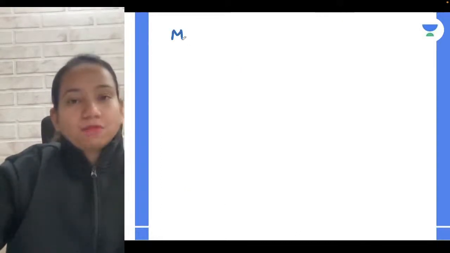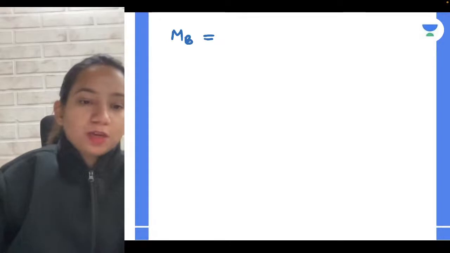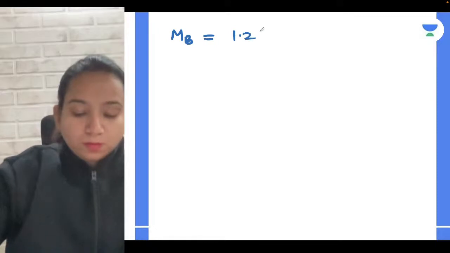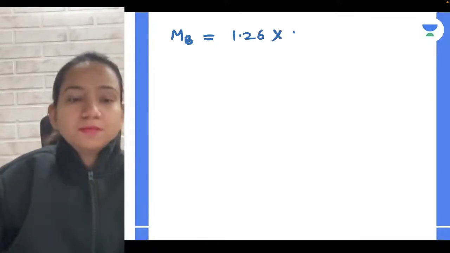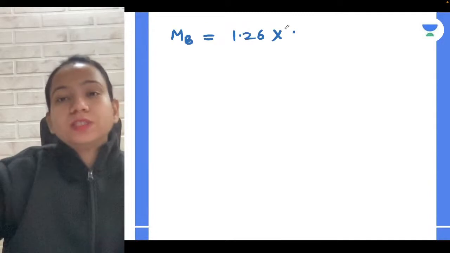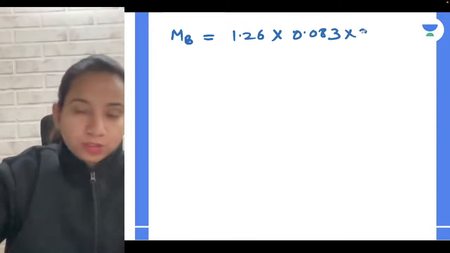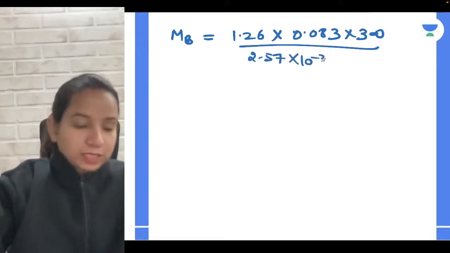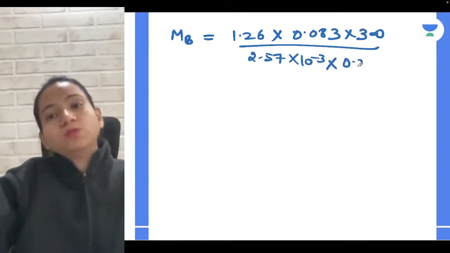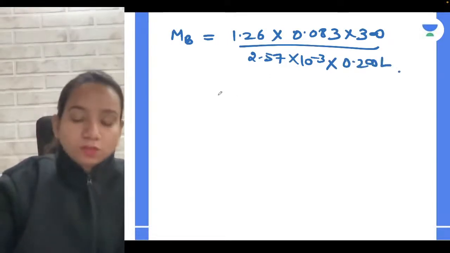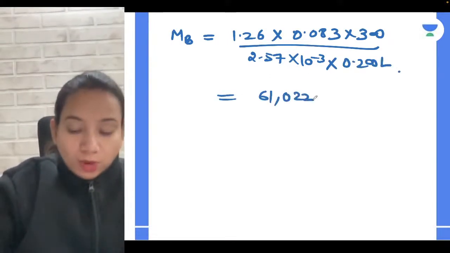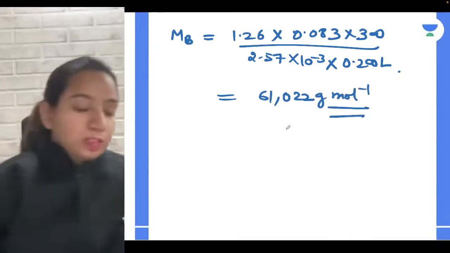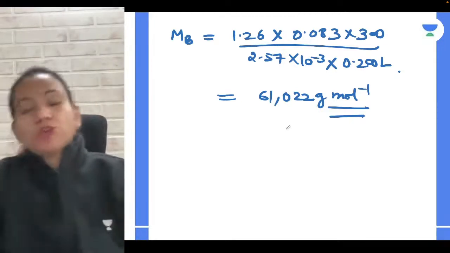Correct. So what will be the MB? MB will be WB, which is 1.26, into R, which is 0.083 in bars, temperature is 300 Kelvin, divided by the osmotic pressure 2.57 into 10 to the power minus 3, into the volume 0.200 liter. So you will solve it and you will get around 61,022 gram per mole. All of you can check and let me know later whether you got the same answer or not.